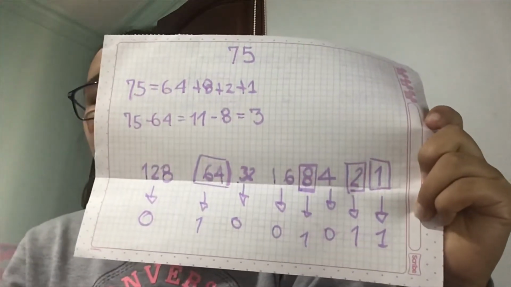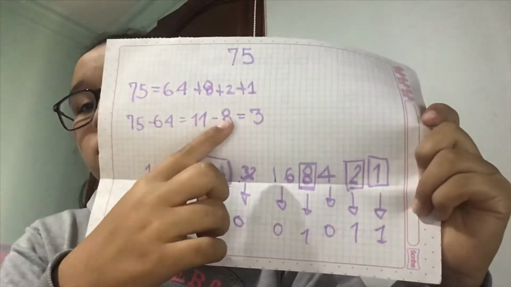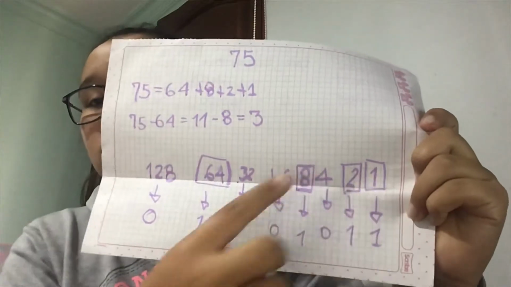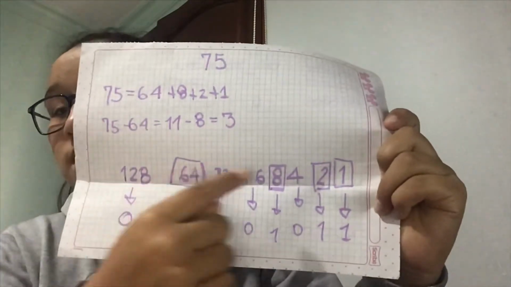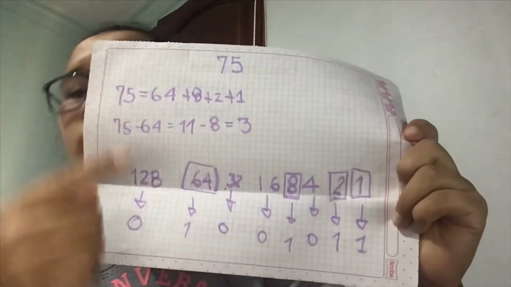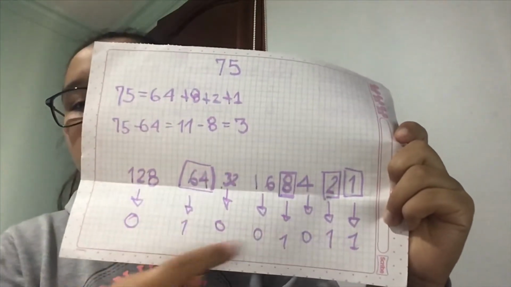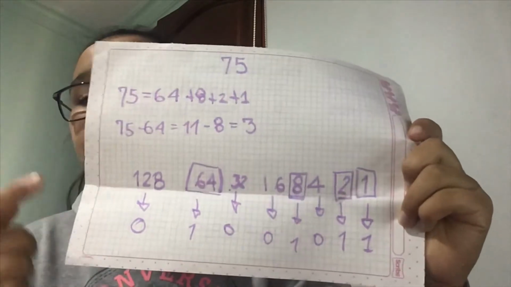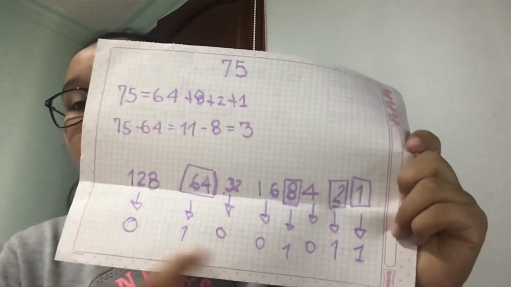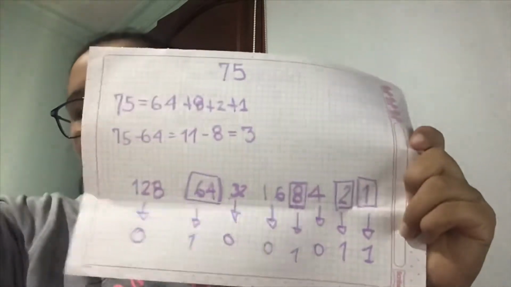The number less than 11 is 8. And 11 minus 8 is 3. And adding 2 and 1 is 3. So in the digits that we have used, which added together give 75, we're going to put a 1 digit. And in the other ones, we're going to put a 0 digit. This is the binary number for this decimal number.